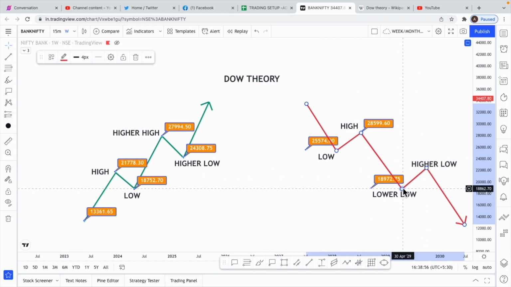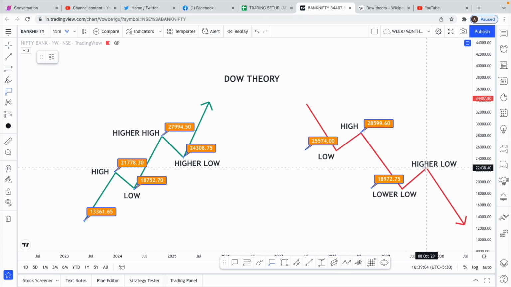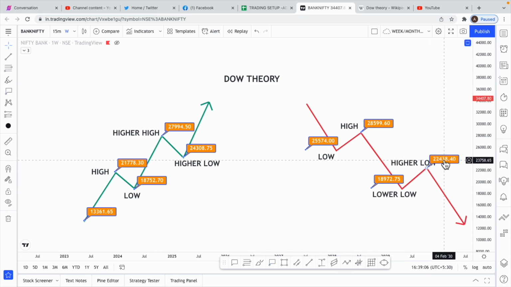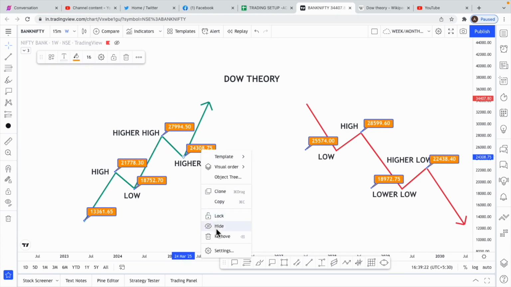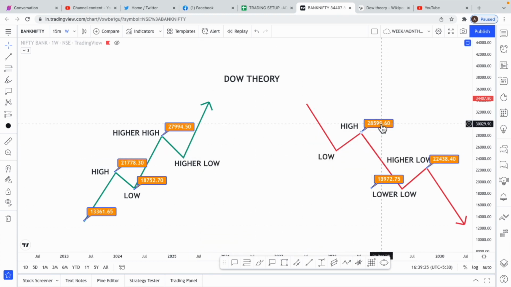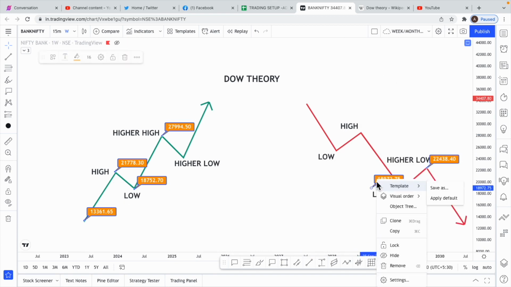Now again after making this lower low, it retraced a little bit on the upside, making a lower high. Now what is the price over here? For this lower high it is at 22,400. On this side the price was at 28,600, right? So this high is lower than this high, so we refer to it as a lower high. So this is how we determine if the market is in an uptrend or a downtrend based on the Dow theory, using lower highs and lower lows for a downtrend, or higher highs and higher lows for an uptrend.